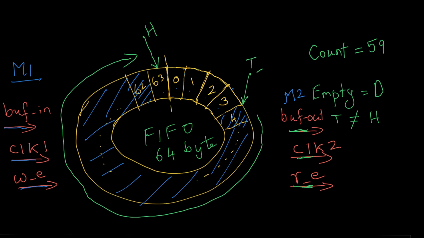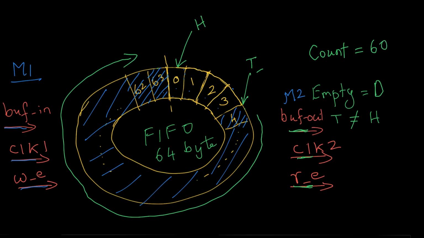So what if your M1 writes once more? If it writes once more, it will fill location 63, and then your head will shift to the address 0. So you see, that is where the circular buffer helps. When it reaches the last address, it just hops over to the first address and continues on. So there is no break in the increment of your head pointer. And your count value becomes 60.